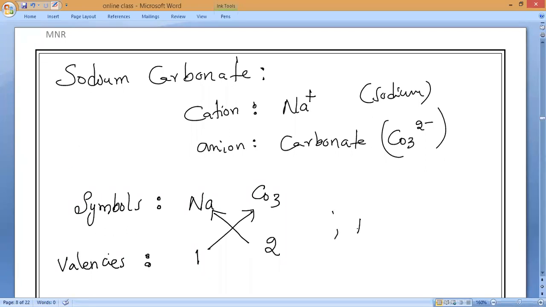You will get Na2 and this is CO3 whole bracket 1. Be very careful. Whole bracket 1 because this entire thing is 1. Entire together it is. That is why 1. So 1 is not necessary to represent. So I will write Na2CO3. Is it okay, everybody? Yes, sir. Please write.